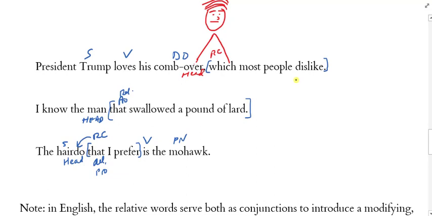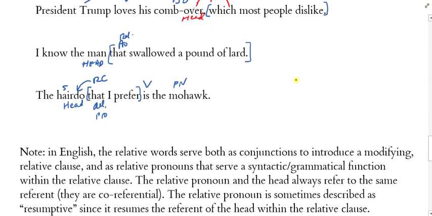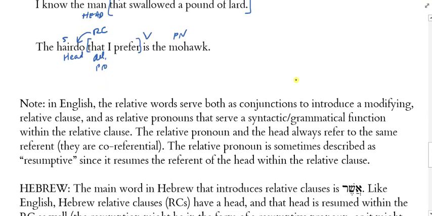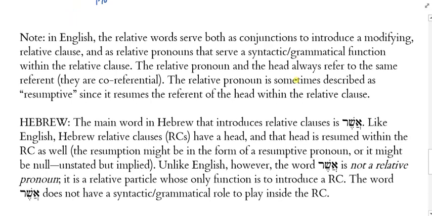Sometimes the subject will be explicit and sometimes it'll be implied, because Hebrew verbs can mark the subject with the inflectional personal ending and not with an actual subject noun or pronoun. I've got some examples here we'll talk about in just a second. All right, a note here, and this reflects something I've said. In English, the relative word serves both as a conjunction to introduce the modifying relative clause, and as a pronoun that serves a syntactic or grammatical function within the relative clause.